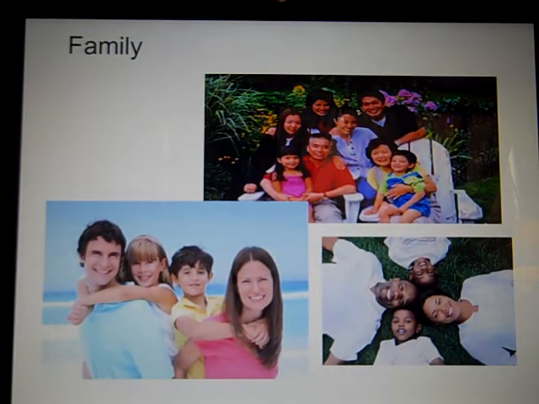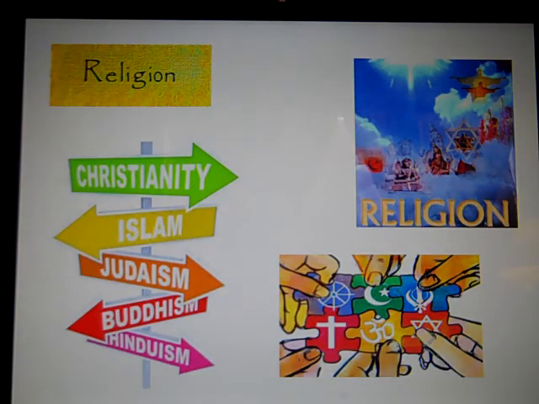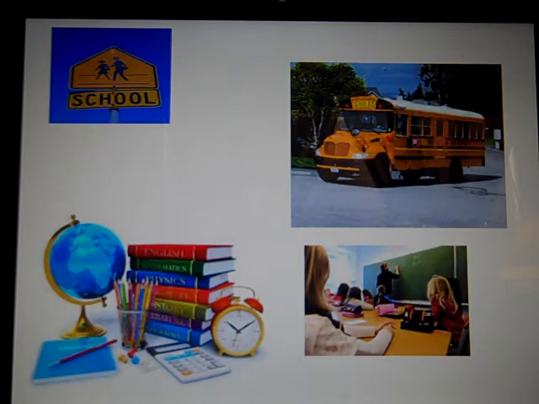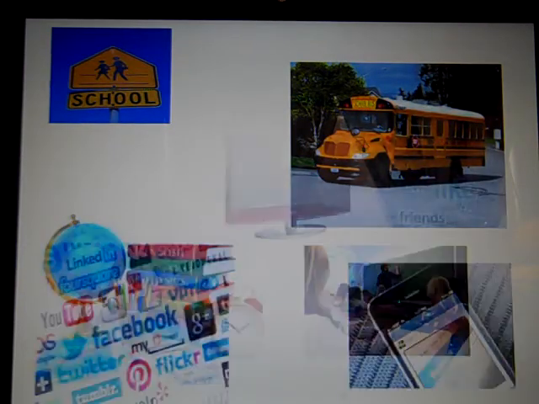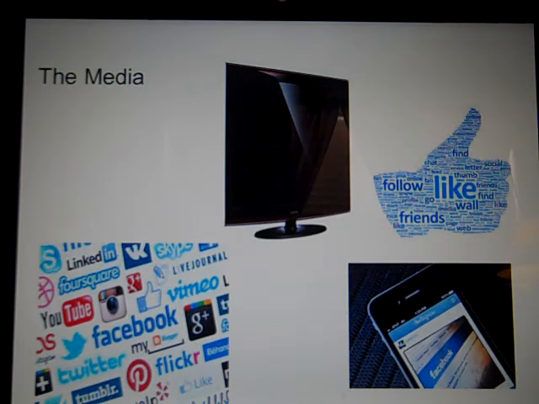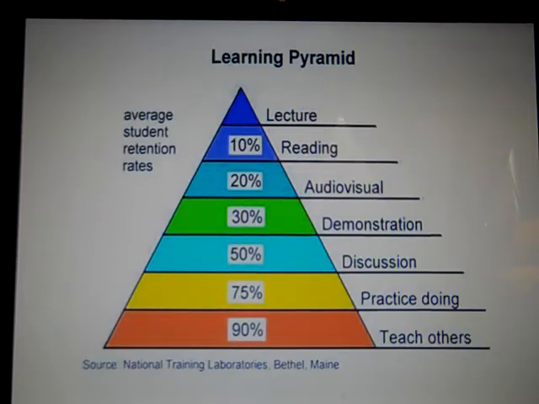So certainly we learn from our families. If you are inclined to believe in a specific religion, or if you're of a specific faith, then that religion or faith is going to teach you. You're going to learn things. Certainly we learn things in school, and also from the media. Those are the big four, the four major social institutions that teach us.